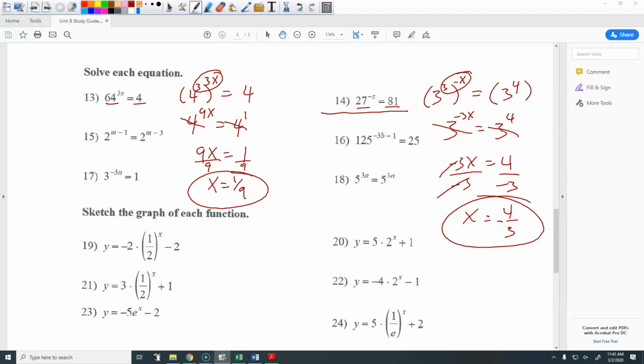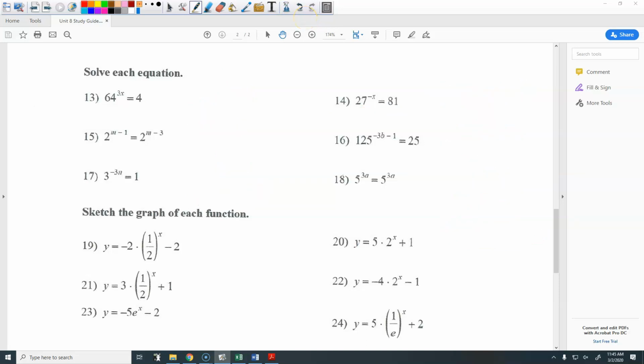Let's go ahead and take a look at number 2. Sorry, I don't want to keep screwing up these numbers. Number 15. Notice they already have a common base, so I can drop that off. And I'm left with this. Minus the m on both sides. And we end up with a false statement. And that means no solution.